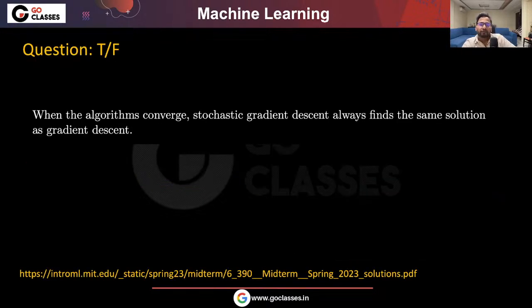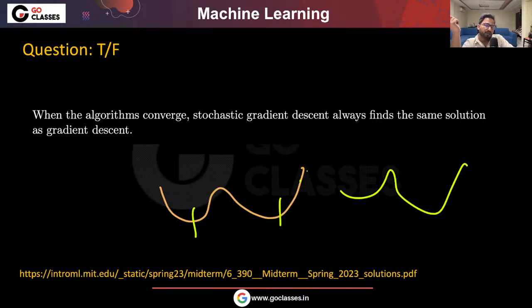Okay. So when the algorithm converges, SGD always finds the same solution as GD. See, let's suppose there are multiple minimas. Then SGD may go to this minima, GD may go to this minima, right? Is it guaranteed that both algorithms will go to the same minima? No, this is not guaranteed. Maybe SGD may fluctuate too much and finally go to this minima. There is no guarantee. So basically, the answer is false.